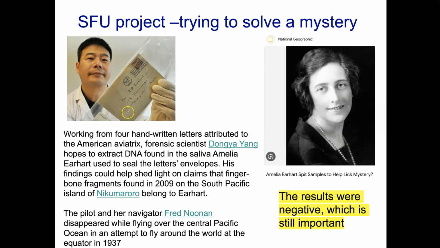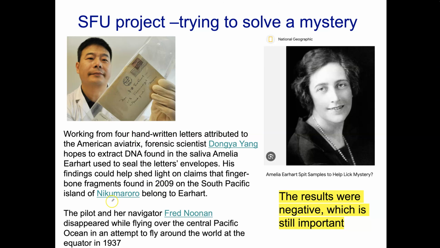project. There's an SFU project, or there was some years back. This is Dongya Yang, who is a professor in the archaeology department. And there were some letters that had been sealed by Amelia Earhart, who is the aviatrix who disappeared on her around the world solo flight. And he was going to use PCR for some places where people are known to be polymorphic.